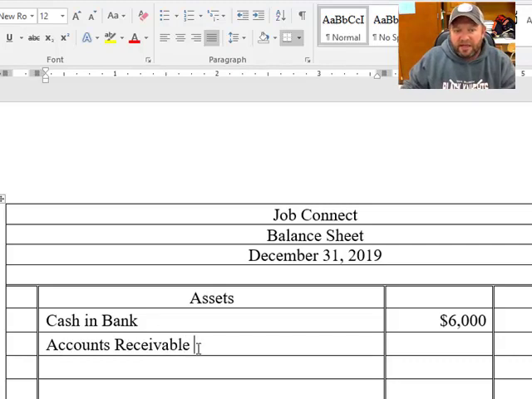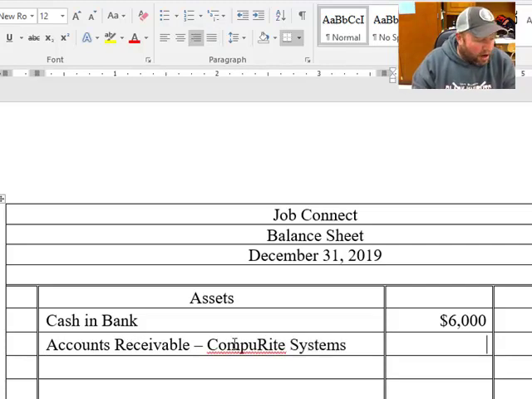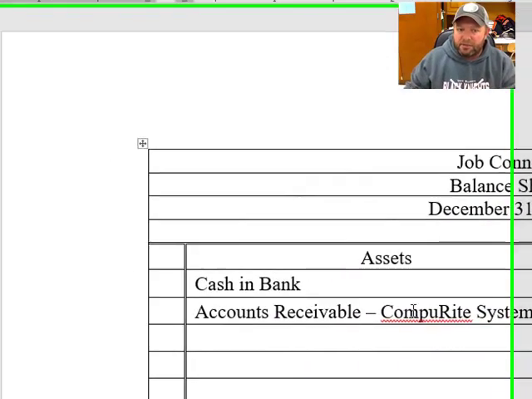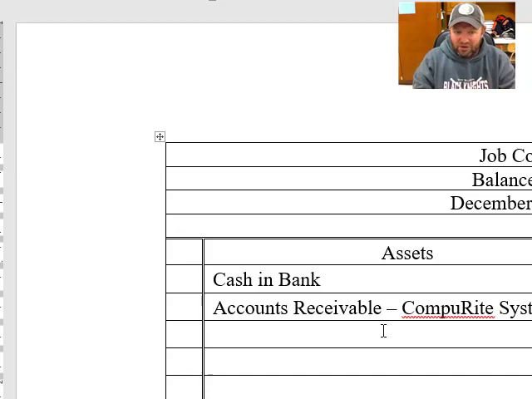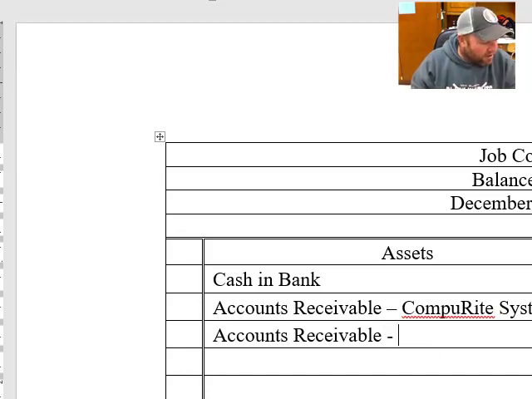You know what? I'm going to do a little trick here because I can't spell that all the time. I'm going to copy that so I'm not redoing it all the time. CompuWrite Systems, and we are expecting $1,000. That's what an accounts receivable account is. It means they owe us some money. Look at this, Control-V. I already have it ready to go.